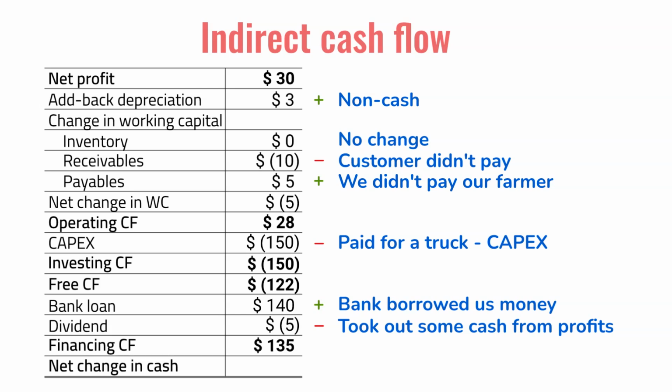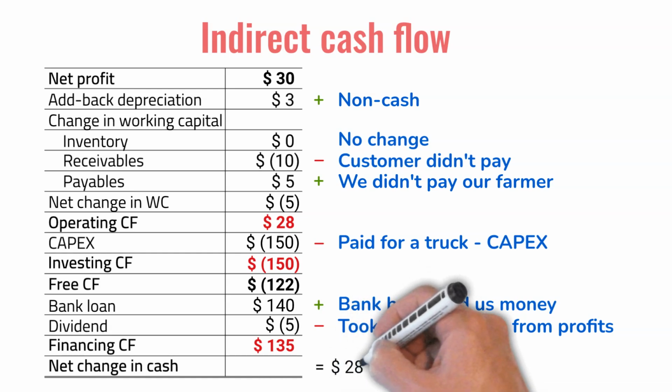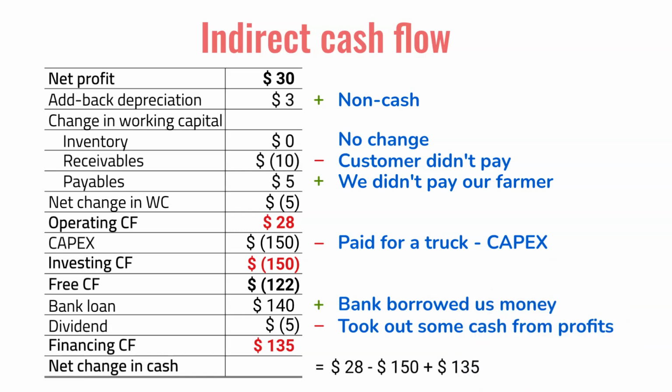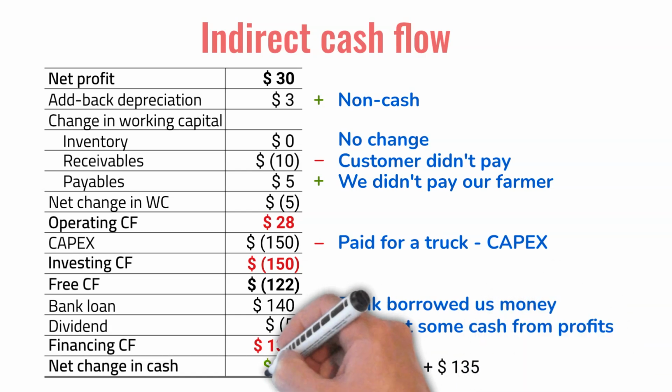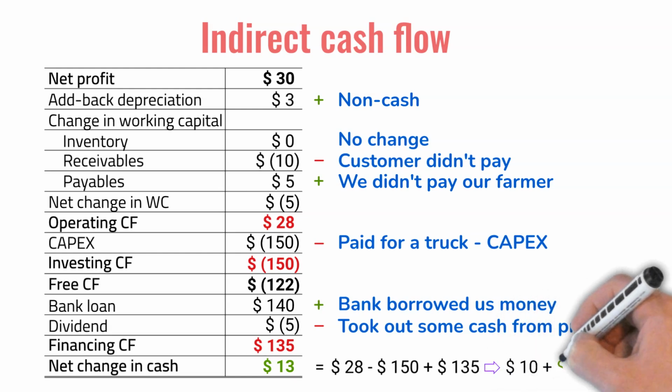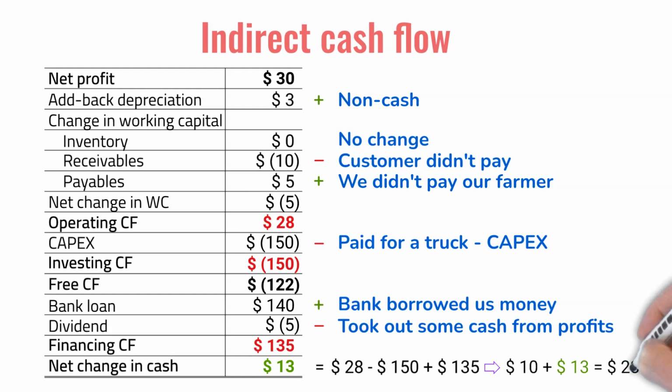Net change in cash equals 28 from operating cash flow, minus $150 from investing cash flow, and plus $135 from financing cash flow. In total, a $13 increase. If last year's bank balance was $10, we should end the year with $23. Check your bank statement. If it doesn't match, something's wrong.